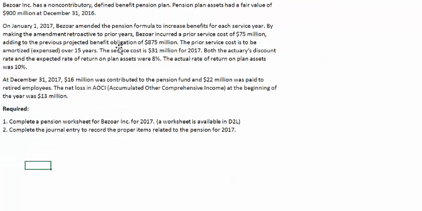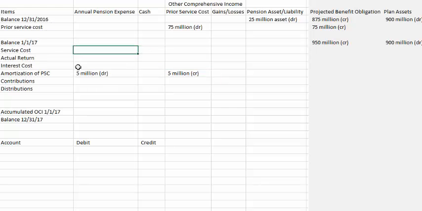We have a service cost of $31 million for the current year. That service cost increases pension expense in the current year, and it also increases my PBO, my projected benefit obligation. Those employees worked for me for one more year, and now I have an obligation as a result of that.